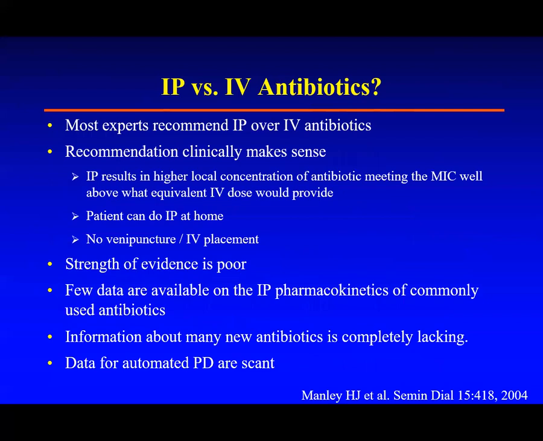What about the route of antibiotic administration? Should it be IP or IV? Most experts recommend IP, the intraperitoneal route. This makes sense clinically because you're delivering the antibiotic to the site of infection and you get a higher local concentration of the antibiotic to exceed the minimum inhibitory concentration with which to kill the organism. Not to mention that the patient can give themselves the IP antibiotics at home. You don't have to place a line.